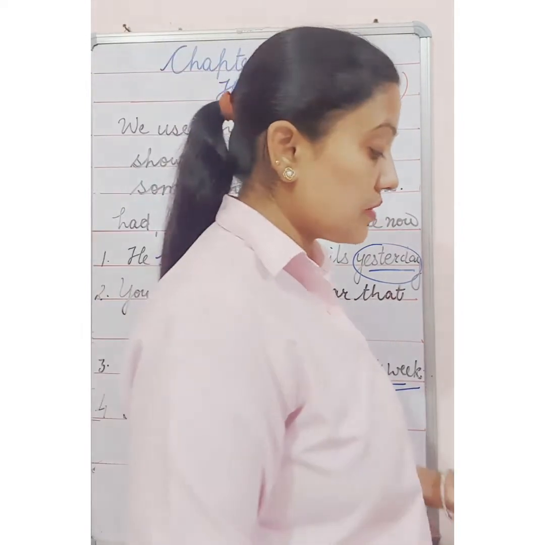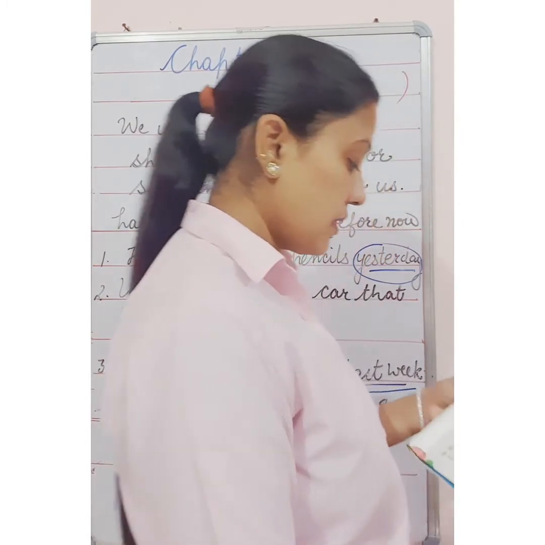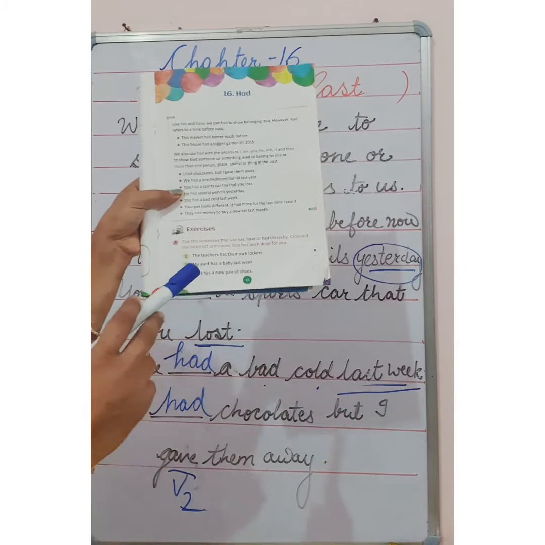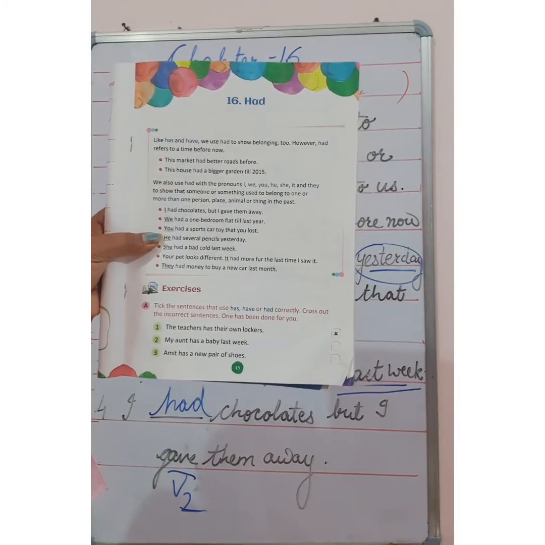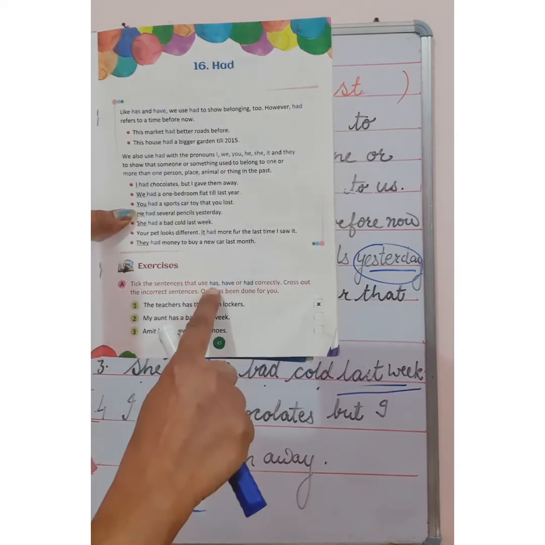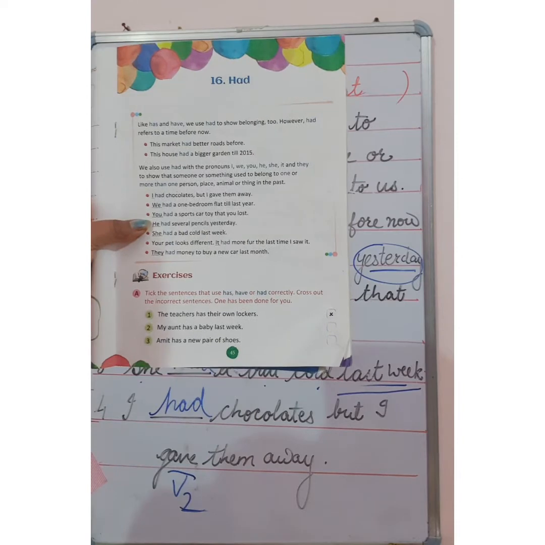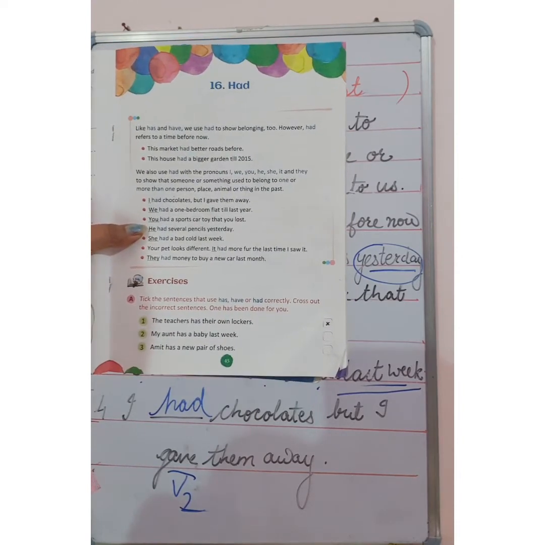So in this chapter, use of had, what you have to do in question number 1 is tick the sentences that use has, have or had correctly. Cross the incorrect sentences. One has been done for you. So here you have to see has, have and had all. How will you come to know? You just have to see whether we are talking about present or past.